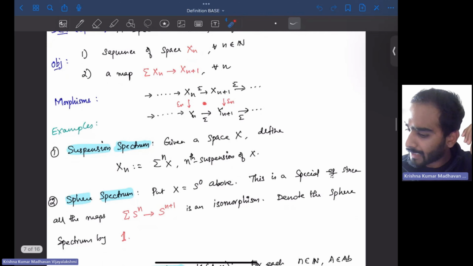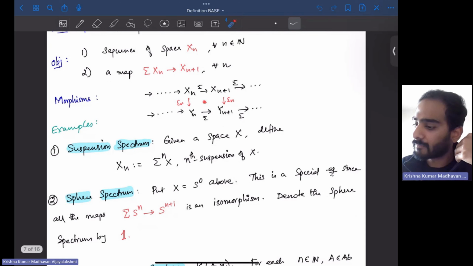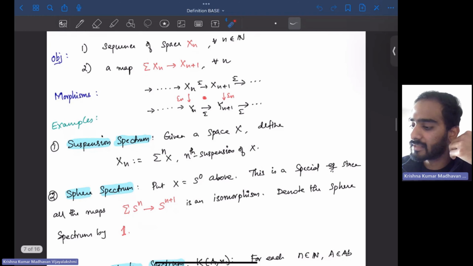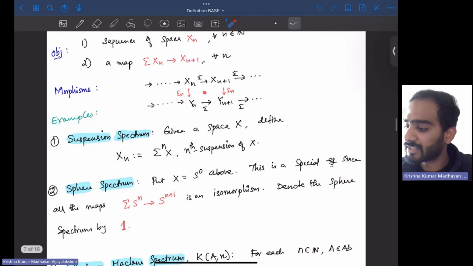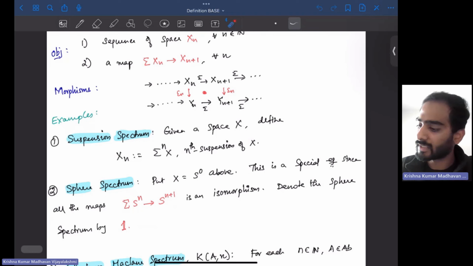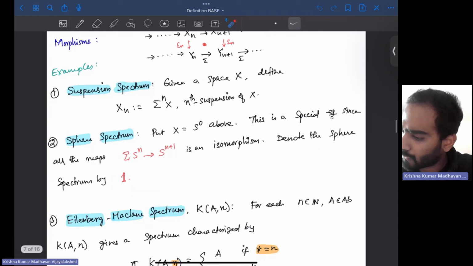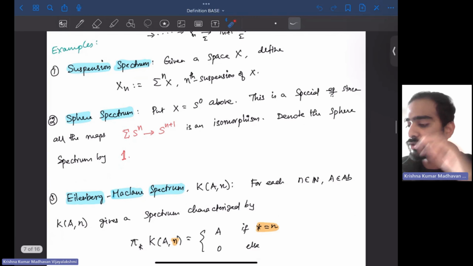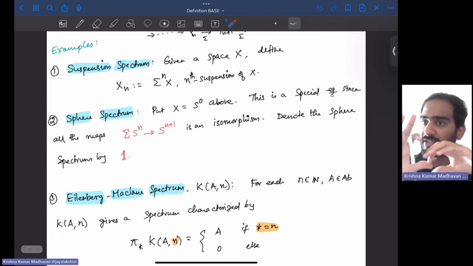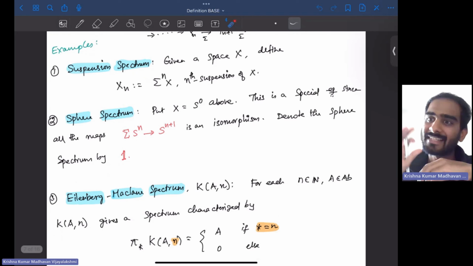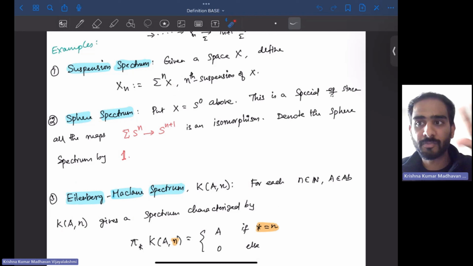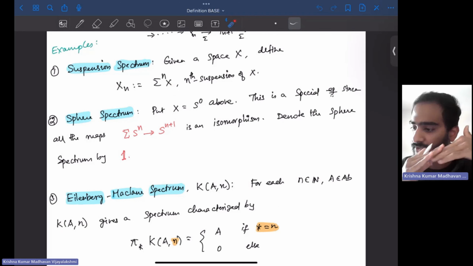Given two spectra, we can define a morphism between them by this data here. Each of these E_n is called a bonding map, and the condition is that this square should commute at every stage. First, let's see examples of suspension spectra. Given any topological space, we can associate a spectrum to it by taking the nth suspension. This notation means you take the nth sphere and smash X with it, so you get a suspension spectrum.